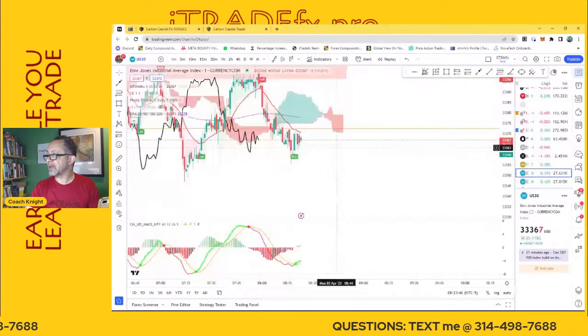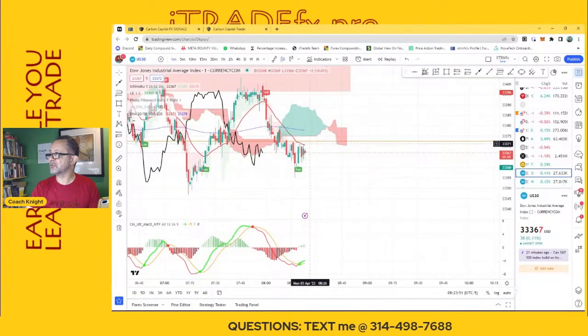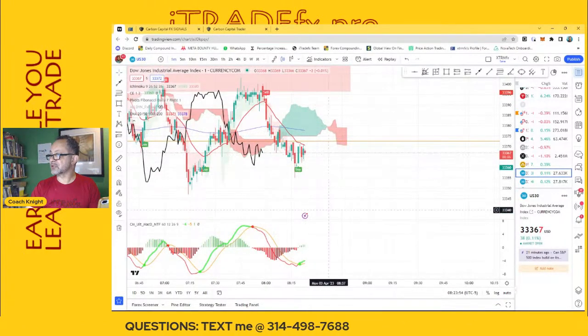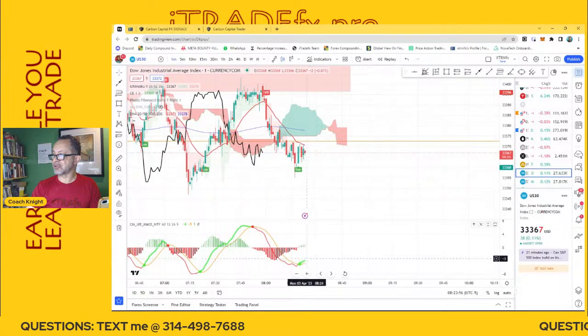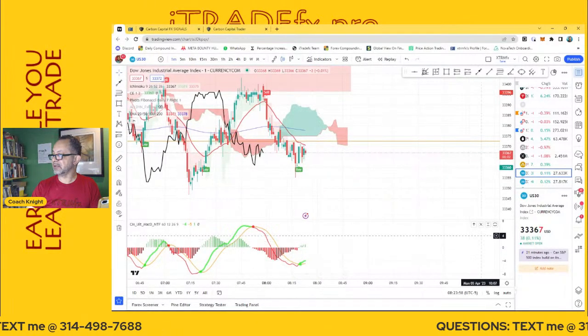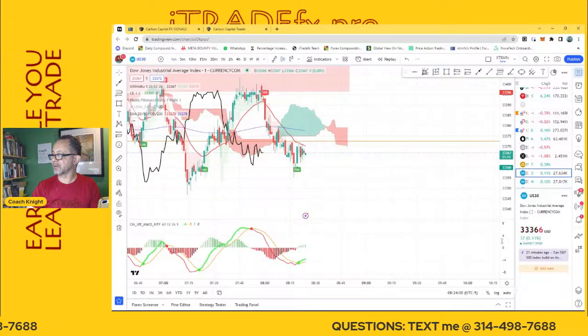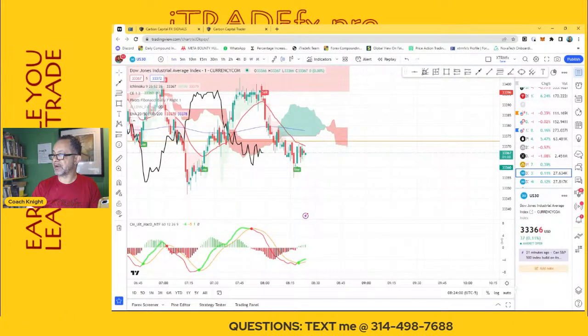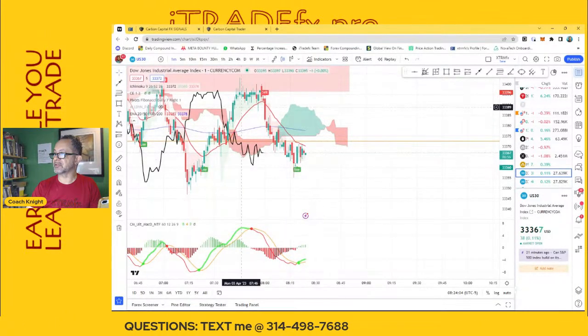Price is below my clouds. Lagging spans below my clouds. EMAs have crossed and turning. The only thing that's sort of slowing me up right now is my MACD down here on the bottom, right? My MACD is telling me that there's buyers in the market. Everything else is telling me this is a selling market.